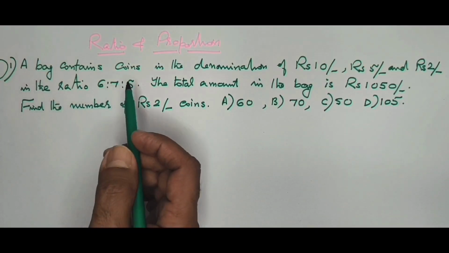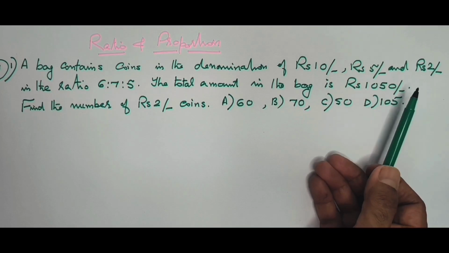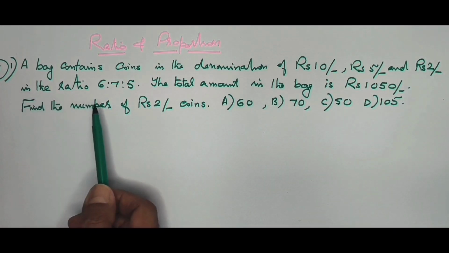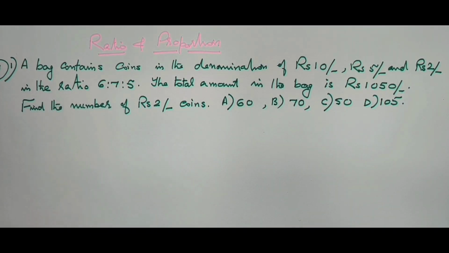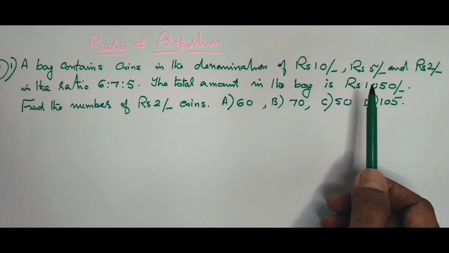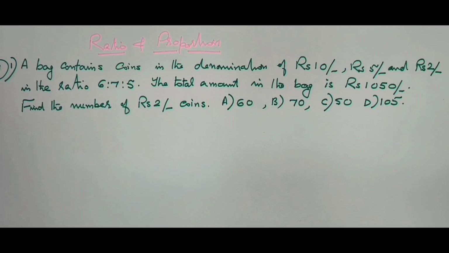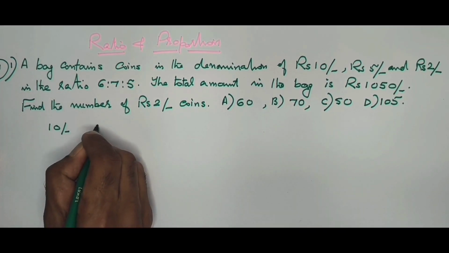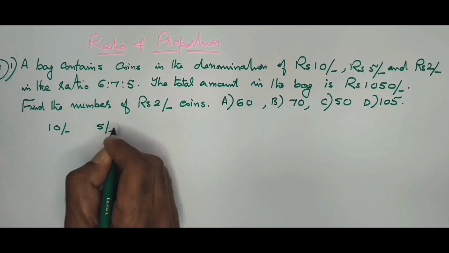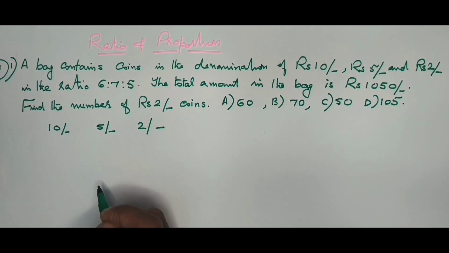A bag contains coins in the denomination of rupees 10, rupees 5 and rupees 2 in the ratio 6 is to 7 is to 5. The total amount in the bag is rupees 1050. Find the number of 2 rupee coins. There are 4 options given to you. These are the coins we have in the bag, and you're finding the number of 2 rupee coins.